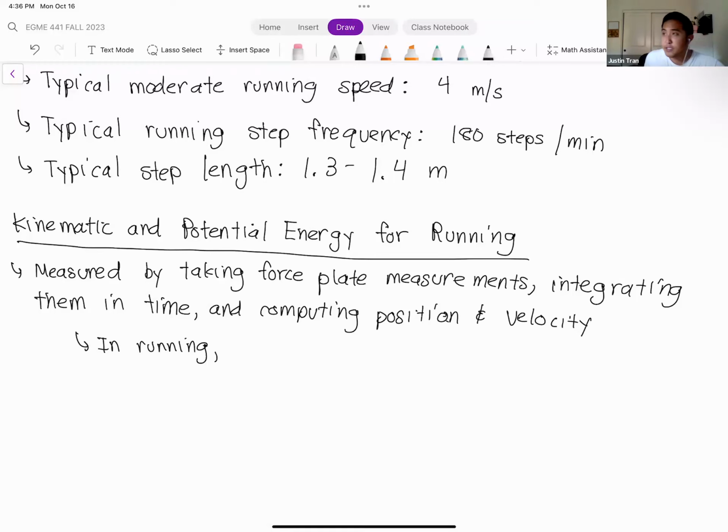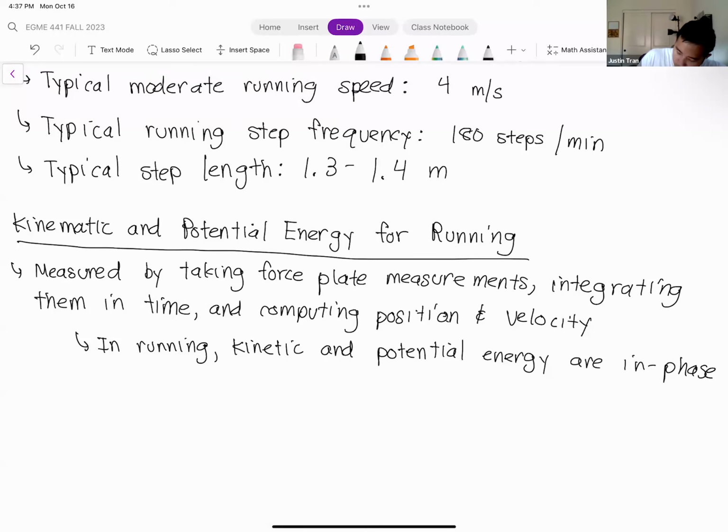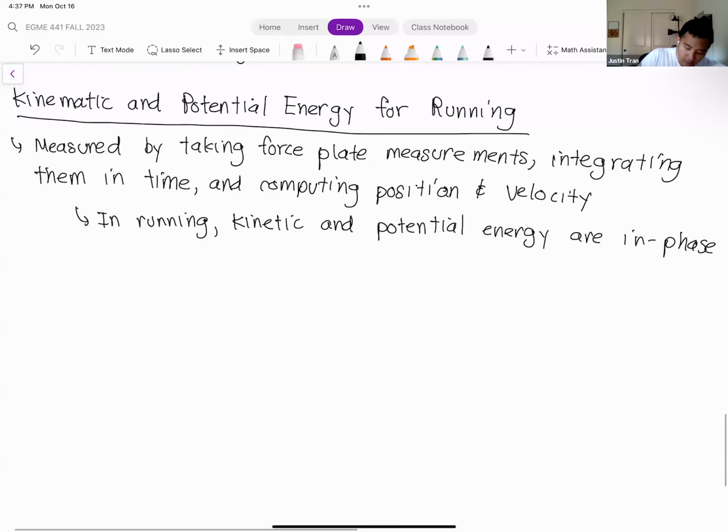Because of the way the different phases overlap each other, what we actually see during running is that the kinetic and potential energy are perfectly in phase with each other. And so they're almost overlapping sinusoids. Okay? And so it looks something like this.